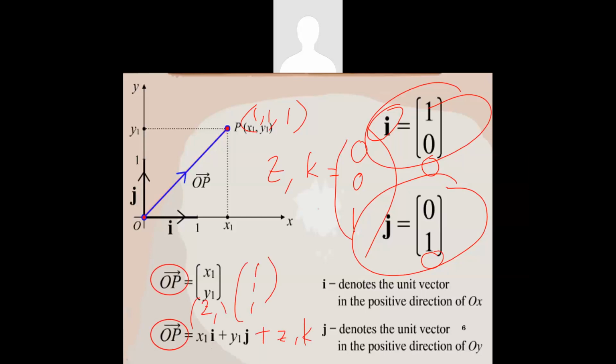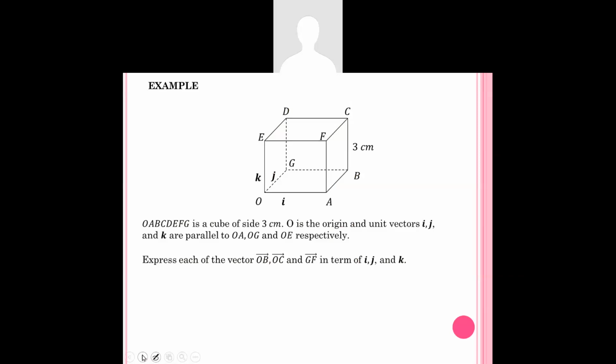So next slide. Okay, so let's look at this example. So we are immediately entering the 3D world. Okay, O, A, B, C, D, E, F, G is a cube of a side 3 centimeters. Okay, so anywhere O to A, 3 cm, O to E, 3 cm, O to G, 3 cm. So all these will represent 3 centimeters.